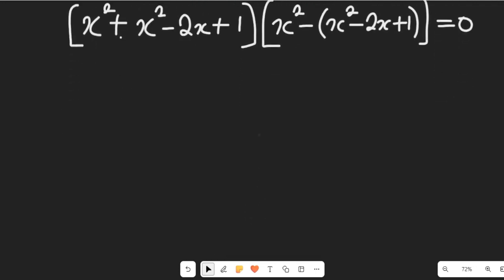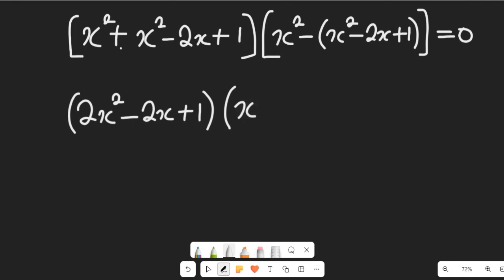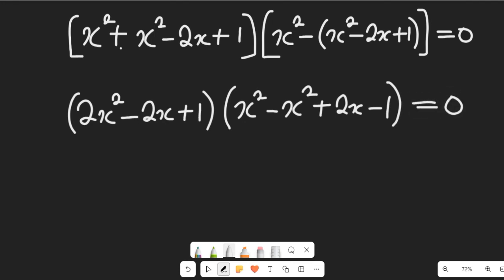Now let's expand this expression. x squared plus x squared will give us 2x squared, minus 2x plus 1. That's on one side. And on the other side, we'll have x squared; minus times x squared will give us minus x squared. Minus times minus 2x will give us plus 2x. And then minus times plus 1 will give us minus 1. And all this will be equal to 0.